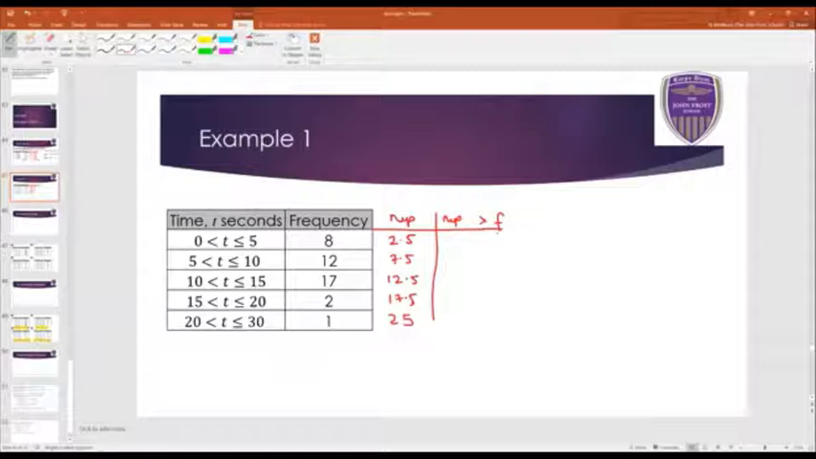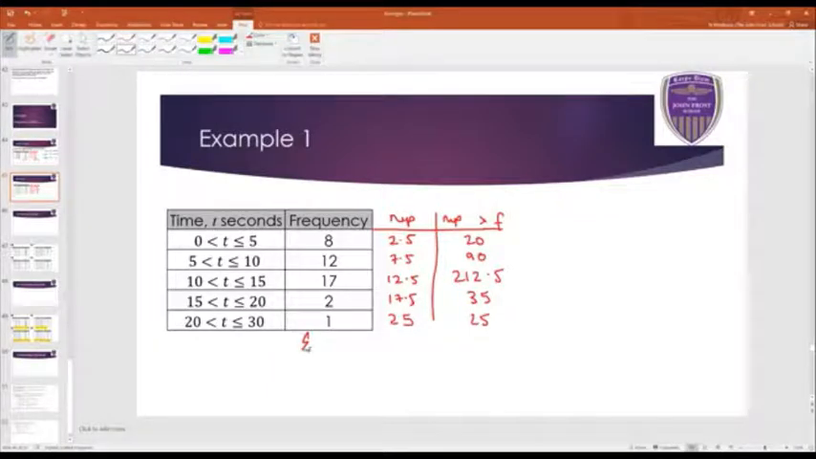Now we can do our midpoint times frequency. We're going to do 8 times 2.5 in this one, which is 20. But just use your calculators anyway. Then 12 times 7.5 for the next one, which is 90. 17 times 12.5 for the next one, which is 212.5. Then 2 times 17.5 for the next one, which is 35. And then 1 times 25 for the last one is 25.